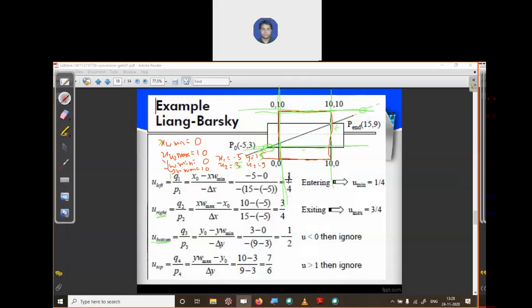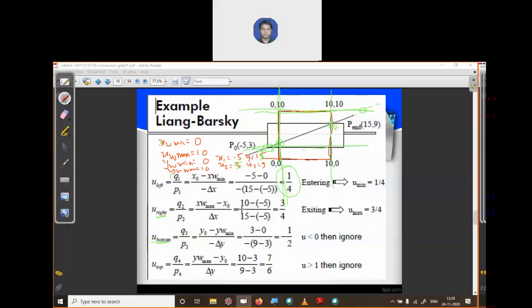So at the time 1 by 4, this line will intersect your left boundary. For the right boundary, again you put the value and find that at the time 3 by 4, it will cut or pass through your right side boundary.